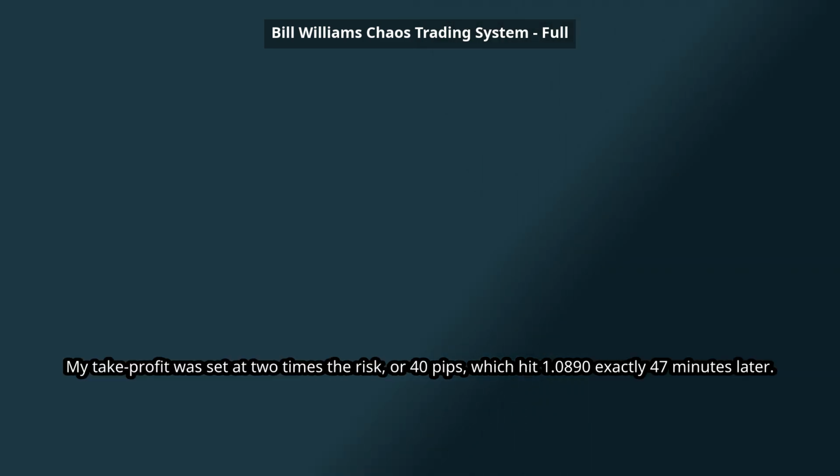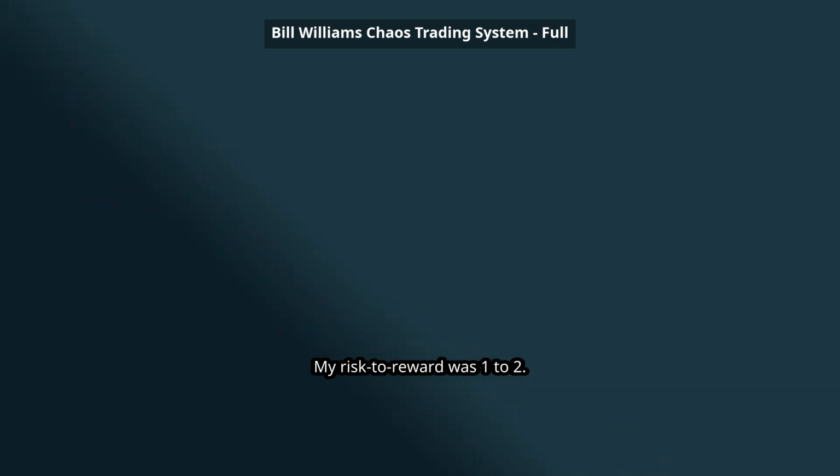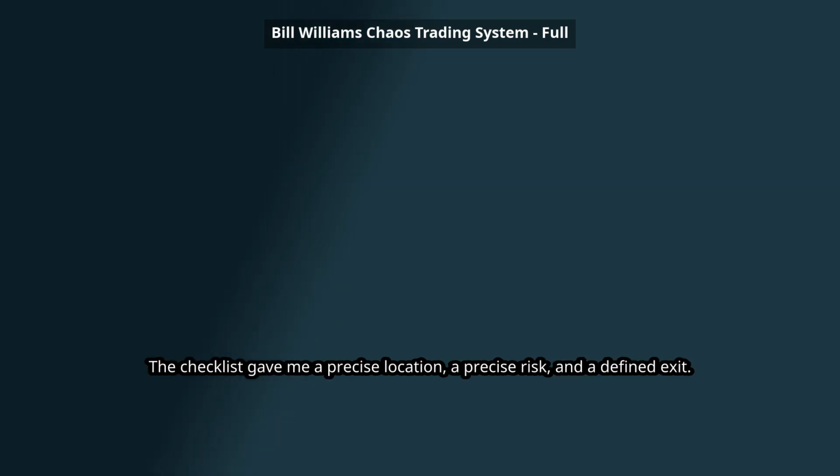The move was clean. The total cost was the spread, which was 0.8 pips at that time. My risk to reward was 1 to 2. I did not touch the trade after entry. That is the outcome. The checklist gave me a precise location, a precise risk, and a defined exit.